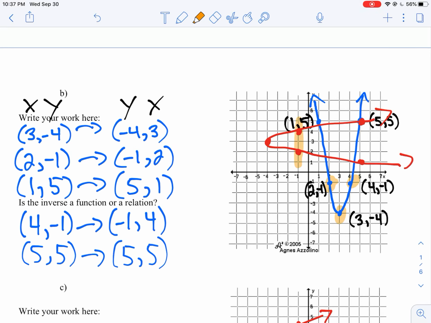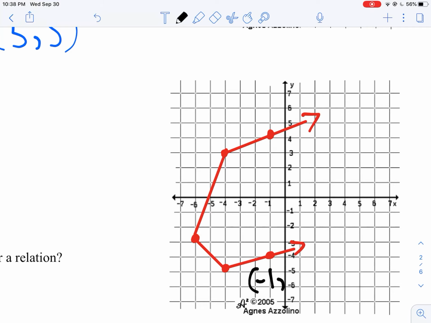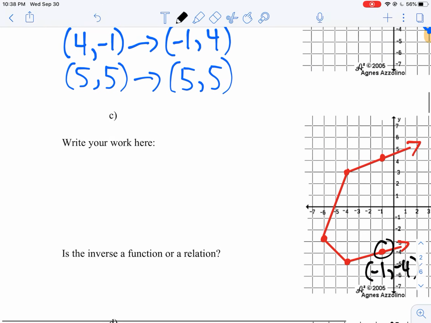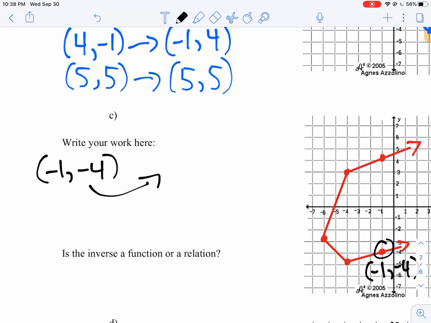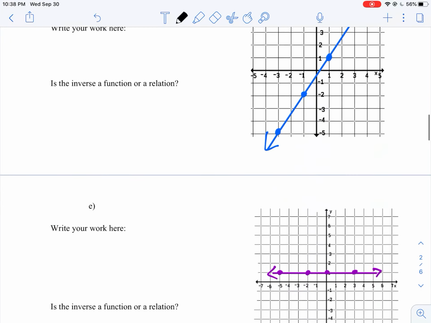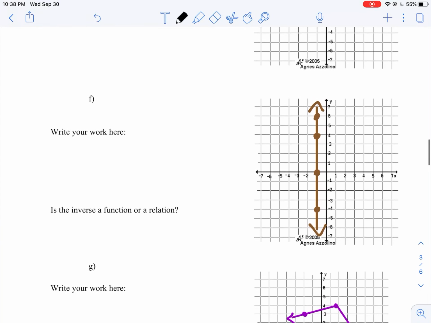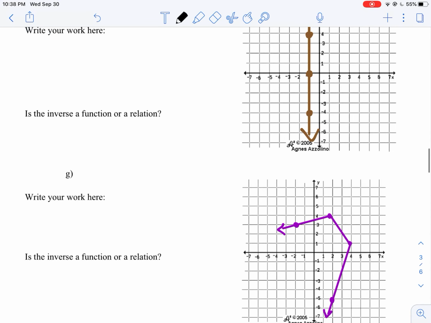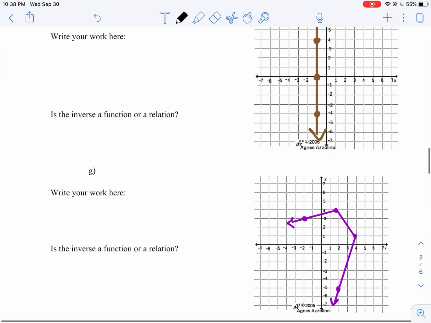Look at your ordered pairs, right? Like as an example, I'll get you started on this one. -1, -4 would be this ordered pair right here. Then -1, -4. The inverse of that, remember, swap x and y, -4, -1. And you would do that for the rest of the points here. You do that for the rest of these graphs, and then you would plot what you got.